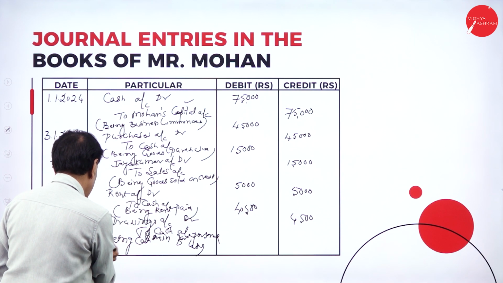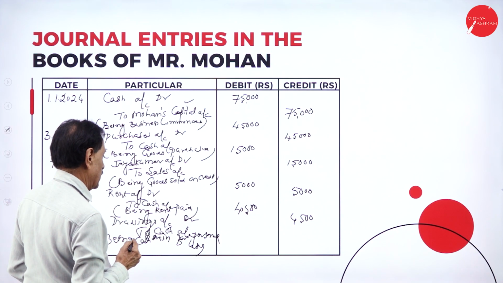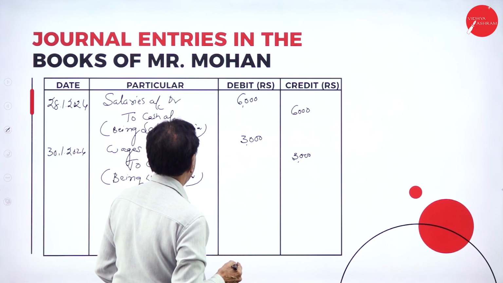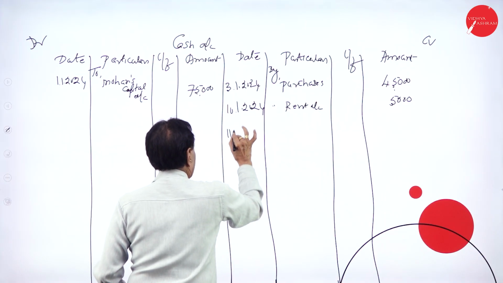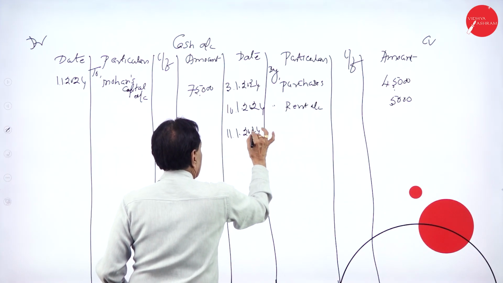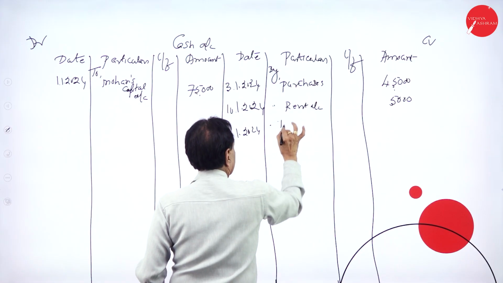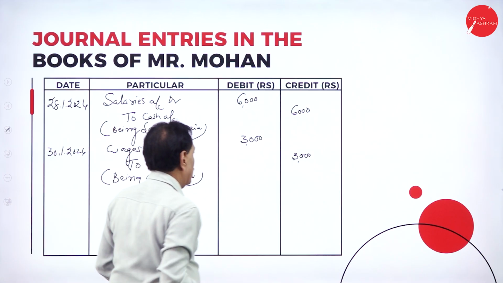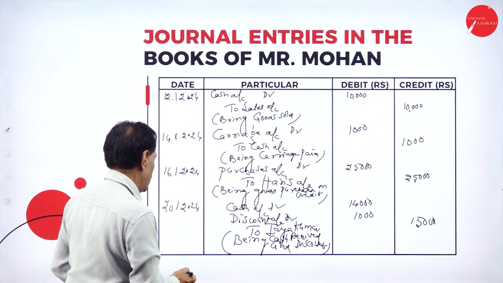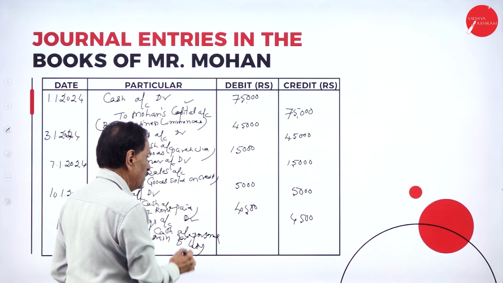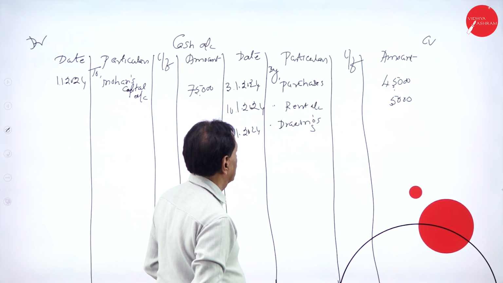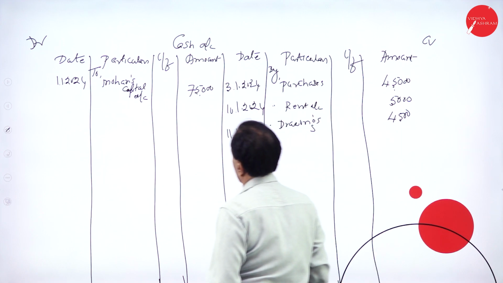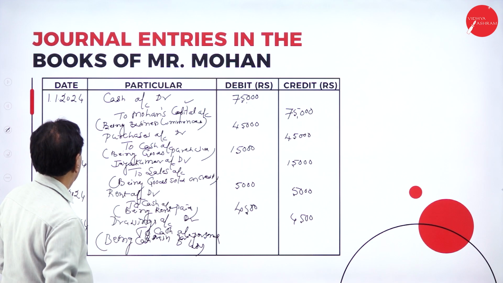Rent paid. Drawings account debit to cash account, by drawings. That is on the 11th. 11/1, by drawings. How much cash is going out? Drawings 4,500. Come back, next one. Drawing over.